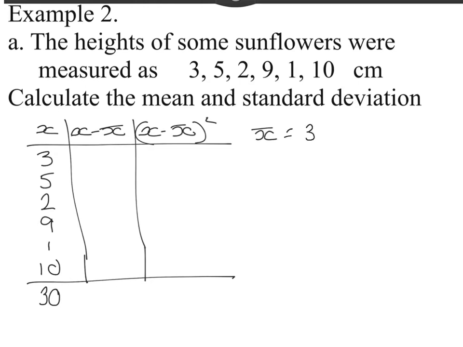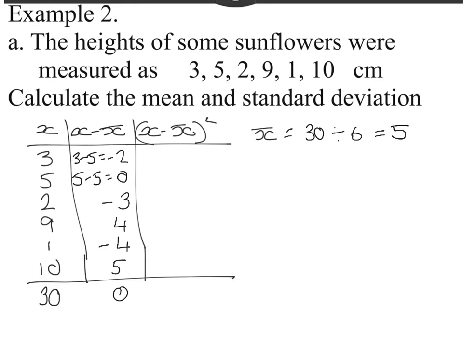So my mean is 30 divided by 6 numbers in this case, which is 5. So to the table, middle column, you do 3 take away 5 is minus 2. 5 take away 5 is 0. 2 take away 5 is minus 3. 9 take away 5 is 4. 1 take away 5 is minus 4. And 10 take away 5 is 5. I'm going to do a quick check that they all add up to 0. Yeah, it adds to 0.